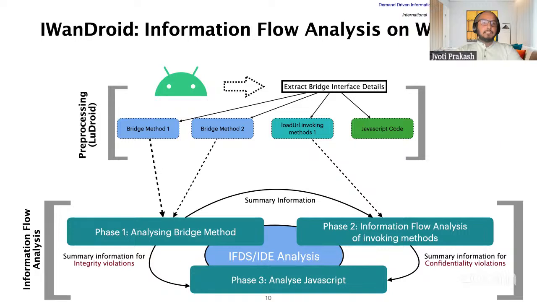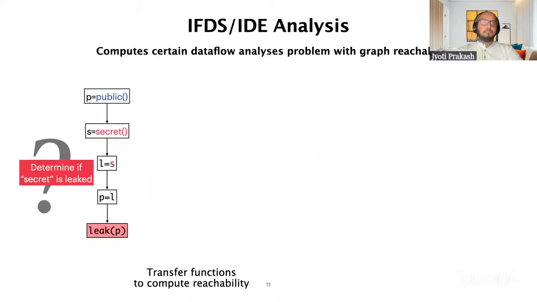And all of this has been encoded in the IFDS and IDE analysis framework, which is something that I'll briefly explain in the next part. So what's an IFDS and IDE analysis? For those of you who aren't aware of this, though many of you might already be, this is a data flow analysis framework which solves problems using graph reachability.